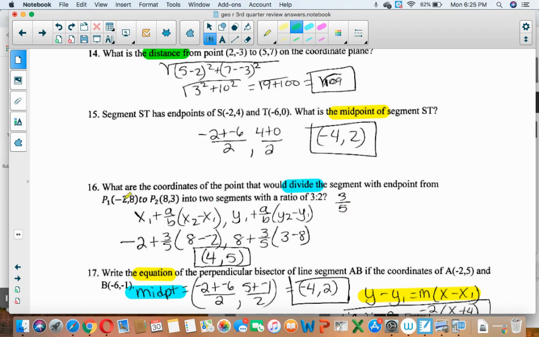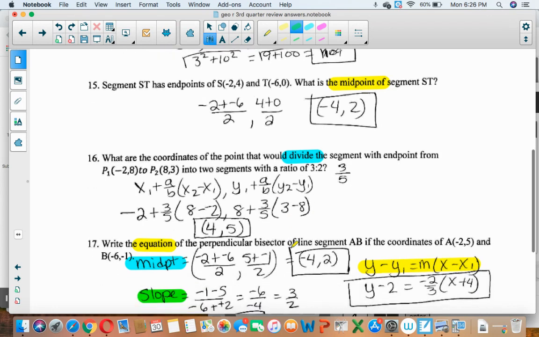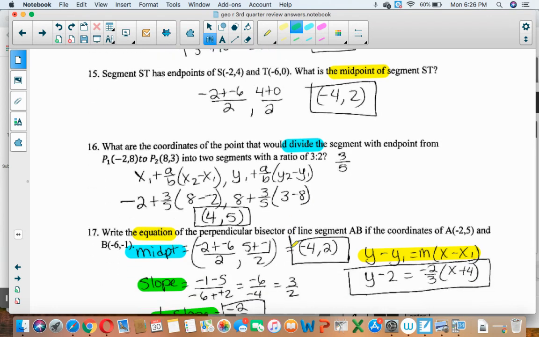Again, it's just x1, so that's negative 2, plus a over b, that's 3/5, parentheses, x2 minus x1, 8 minus negative 2. But you can do that all in your calculator. So if you do this all in your calculator with the parentheses and everything, you get 4. And then you're going to do all of the y's in your calculator, and you'll get 5. But it's y1, which is 8, plus 3/5, parentheses, 3 minus 8. Again, I did that all in my calculator, and I got 5 as an answer.